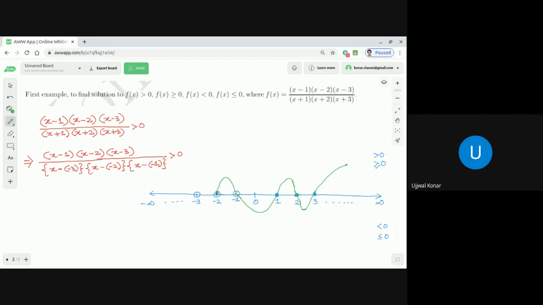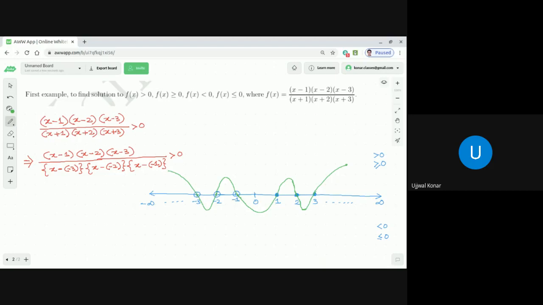So I'll again cross the number line, go down and again come up and come to the point x minus minus 3. Its power is also 1. So I cross the number line from below the number line to above the number line and done. My curve drawing is done.